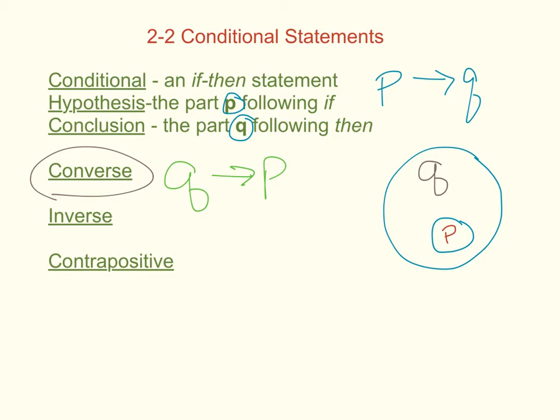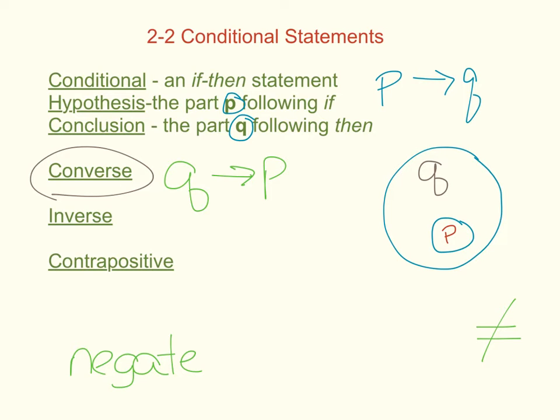The inverse is the same as the conditional, except what we're going to do now is what's called negate. We're going to negate the hypothesis and the conclusion. Now, what that means is write the statement but make it false. So, for example, instead of saying the measure of angle A equals 15, we're going to negate that and say the measure of angle A does not equal 15. Now, remember, when we say does not equal, that's just an equal sign with a slash through it.